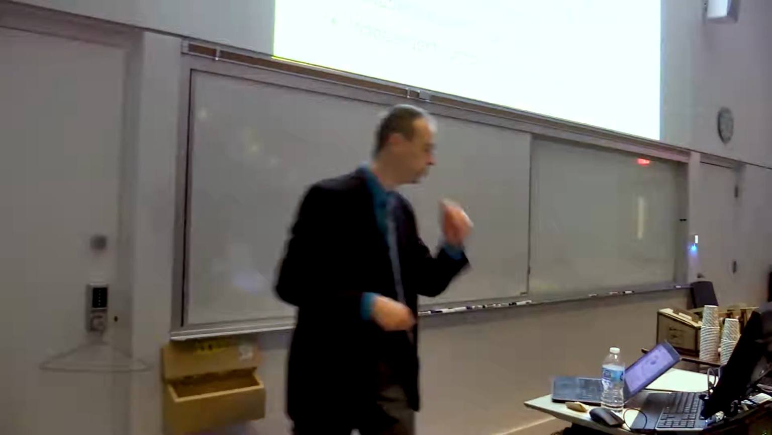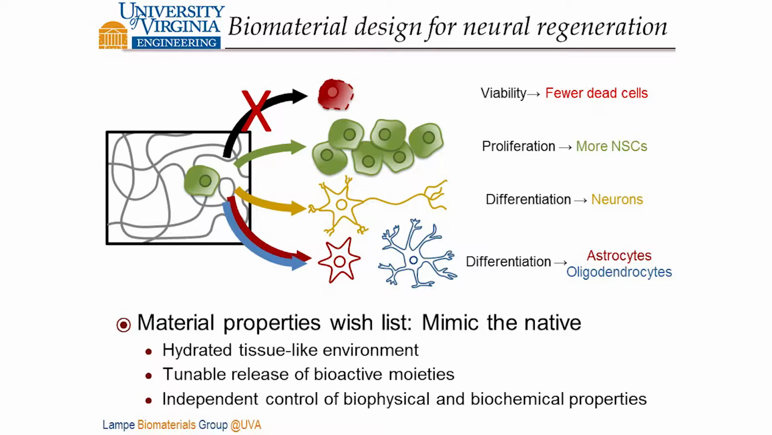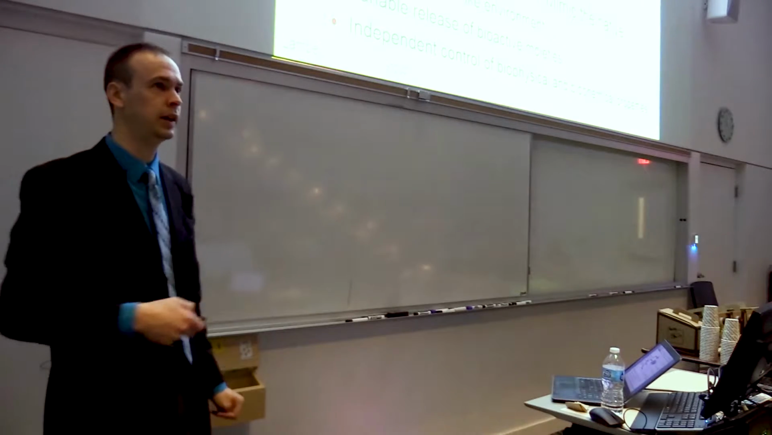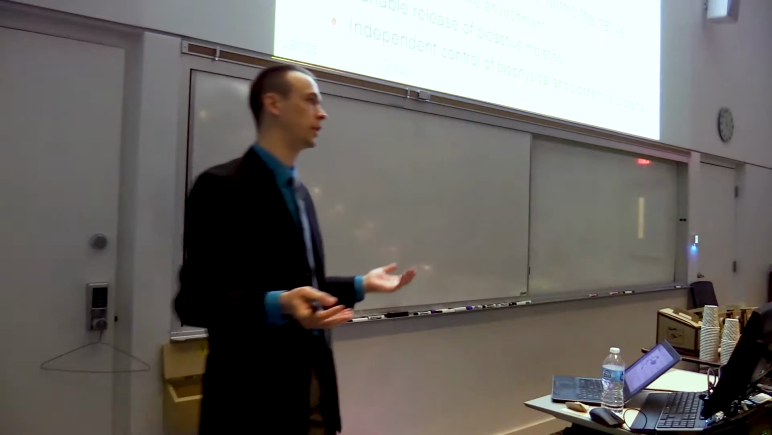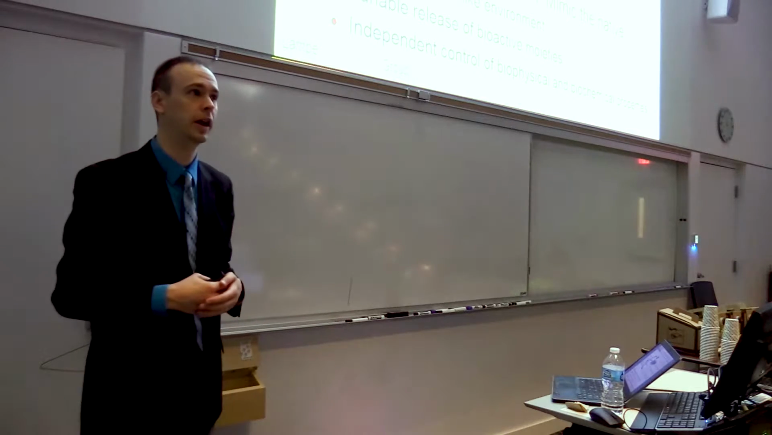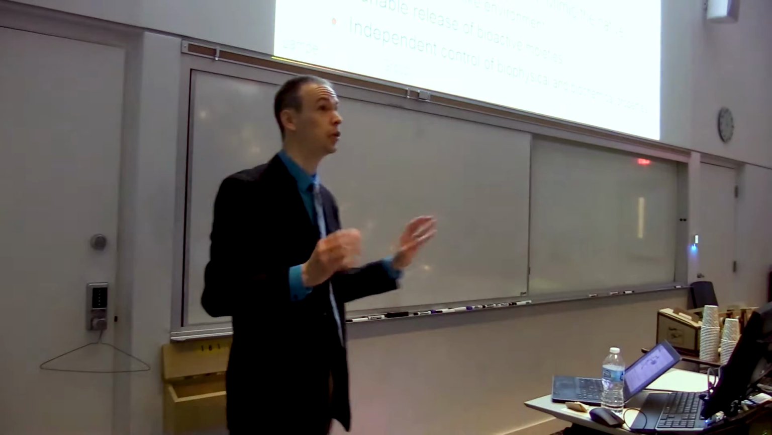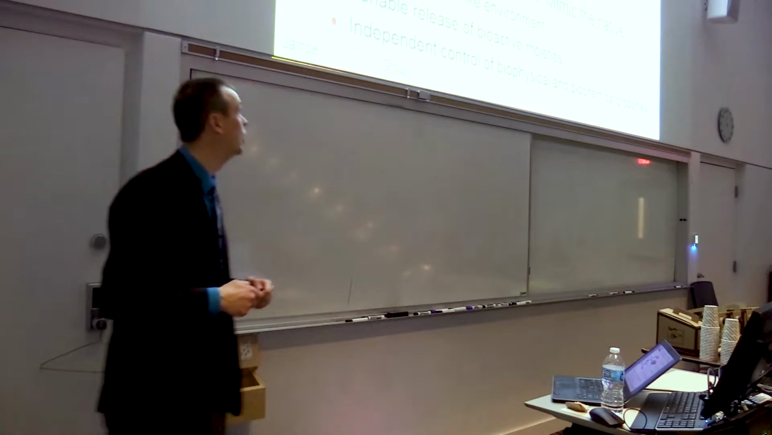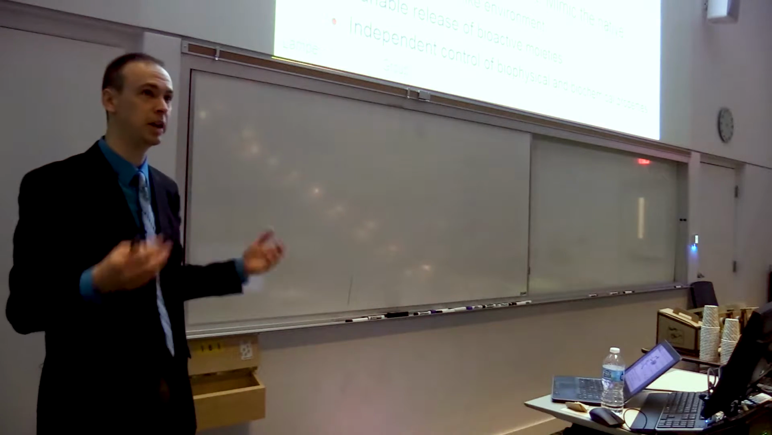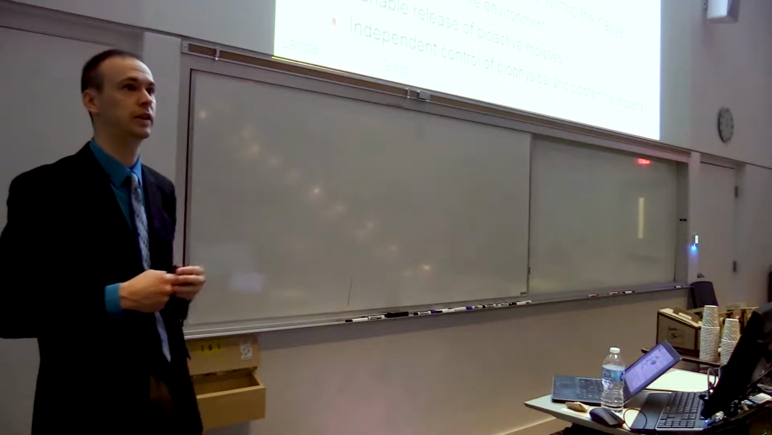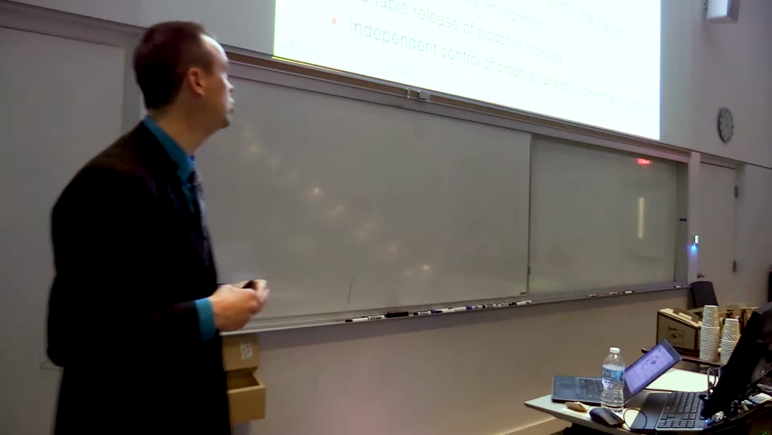And how do we do that with a material? Well, we might mimic that native environment that I tried to give you an aspect of in the last slide. And so we need something that's hydrated and tissue-like. Your brain is very, very watery, right? Your brain is also the softest tissue, although I know there are other biomaterials within the body that might be softer, but it's the softest organ that you'll find within the human body.